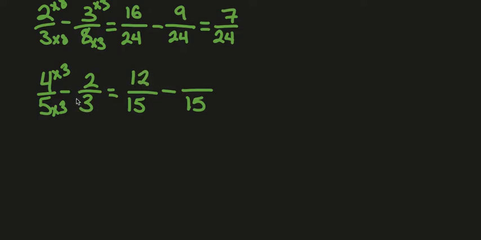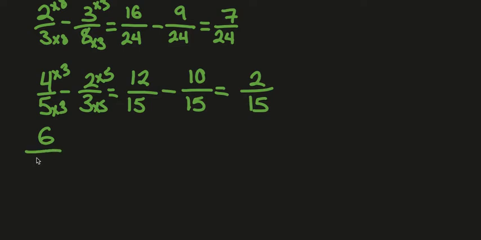And we're going to do the same thing with the second fraction. 3 times 5 is 15. And we need to multiply it by 5 on top and on the bottom. 2 times 5 is 10 over 15. And when we're subtracting two fractions, we subtract the numerators, and the denominator stays the same. And we get that 4 over 5 minus 2 over 3 equals 2 over 15.